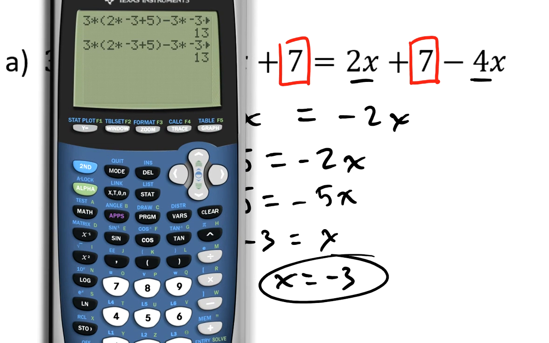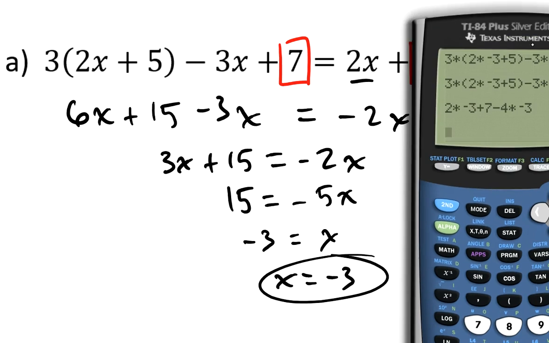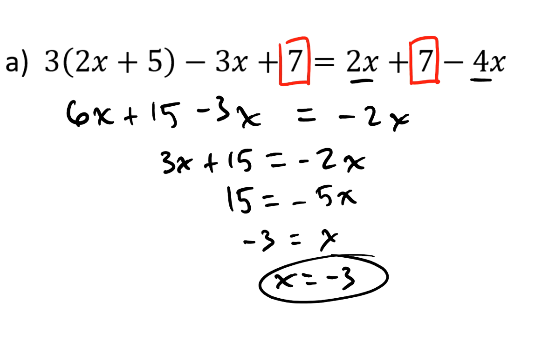Over on the other side, I've got a 2 times a negative 3 and then plus 7 and then minus 4 times negative 3, and that also equals 13. So perfectly, the value x equals negative 3 does indeed make both the left hand and right hand side equal to each other, so this is a checked solution.